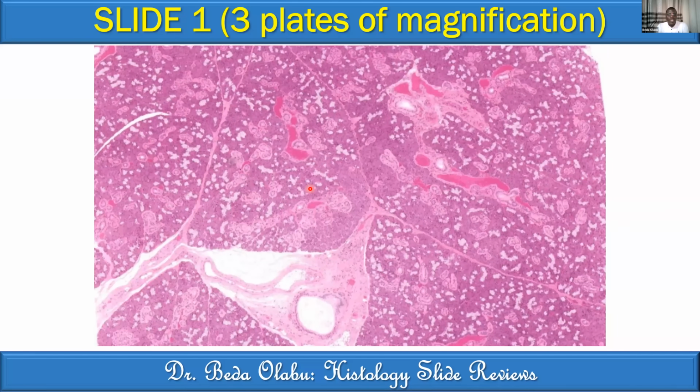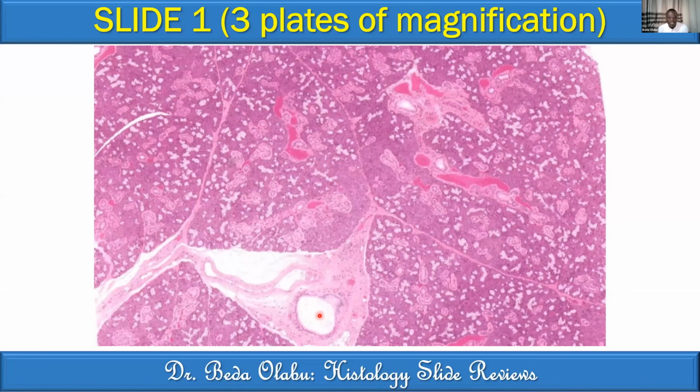At this low magnification, what is standing out is lobulations. We can see an organ that is lobulated. So there's a lobule there, there's a lobule there, there's a lobule there. So these are lobulations. The other thing that is standing out here are ductal systems, very large ducts, like that one. So there are large ductal systems.